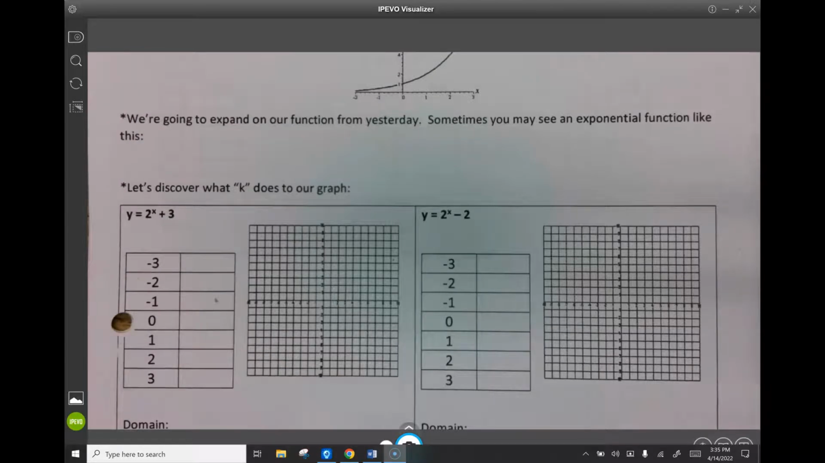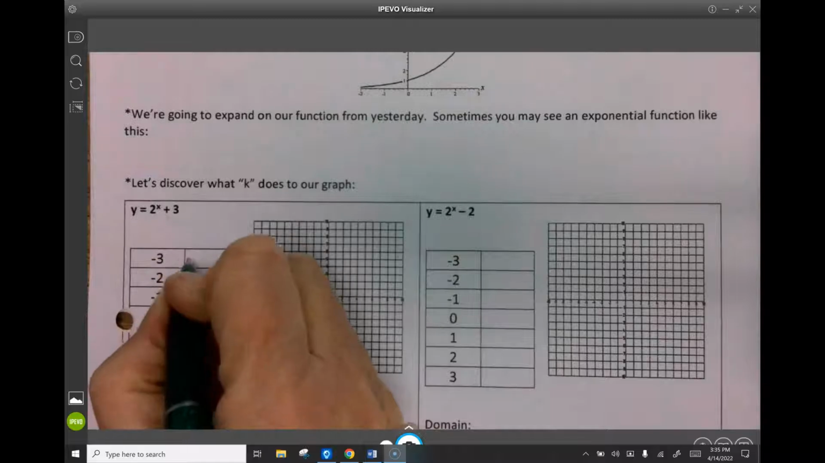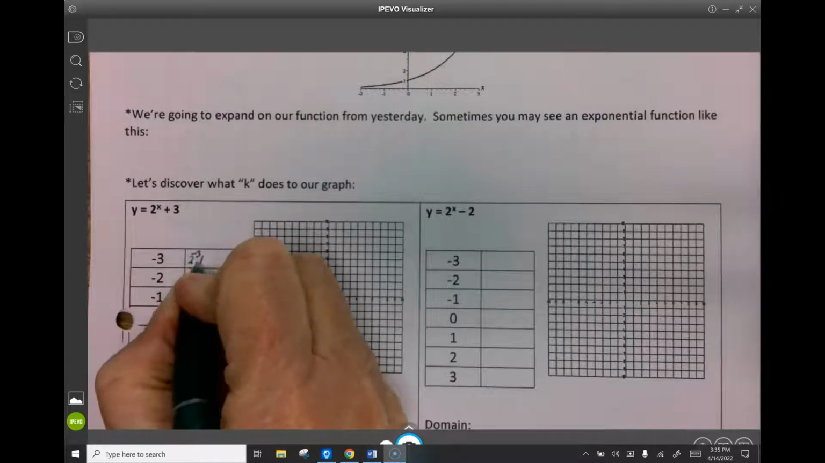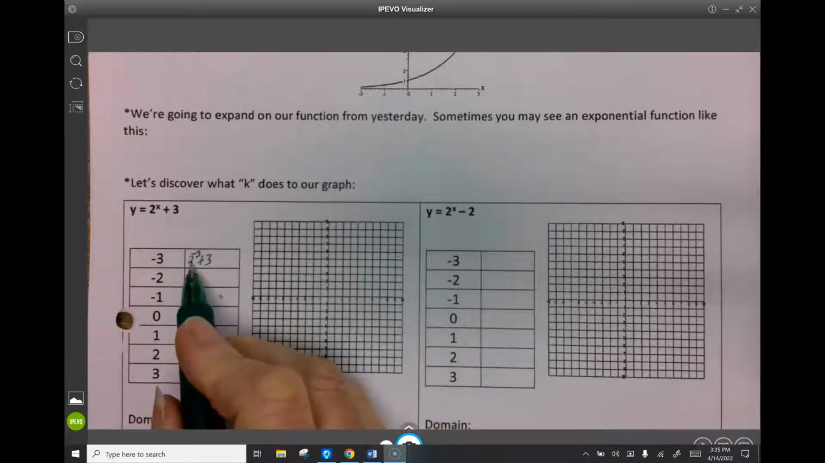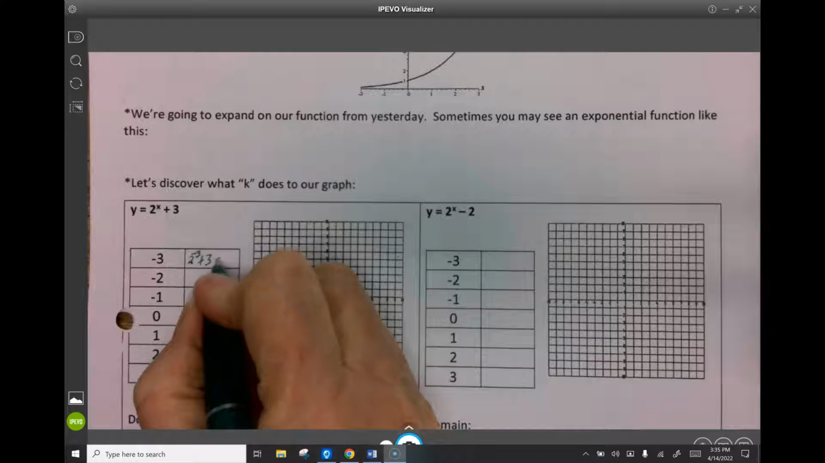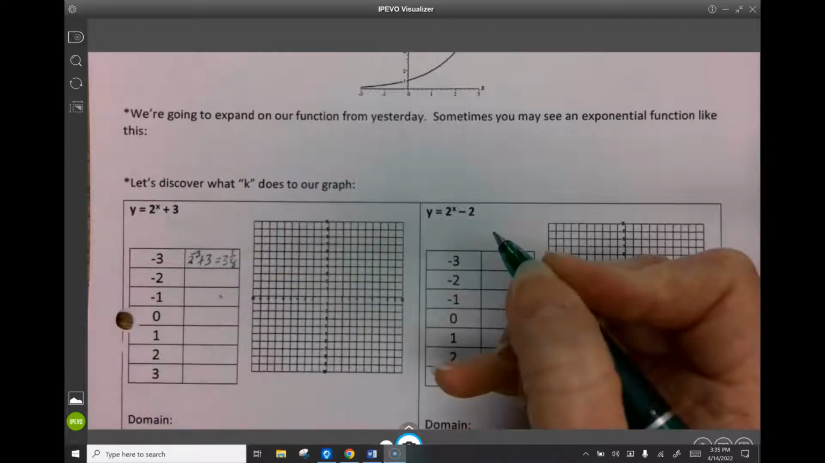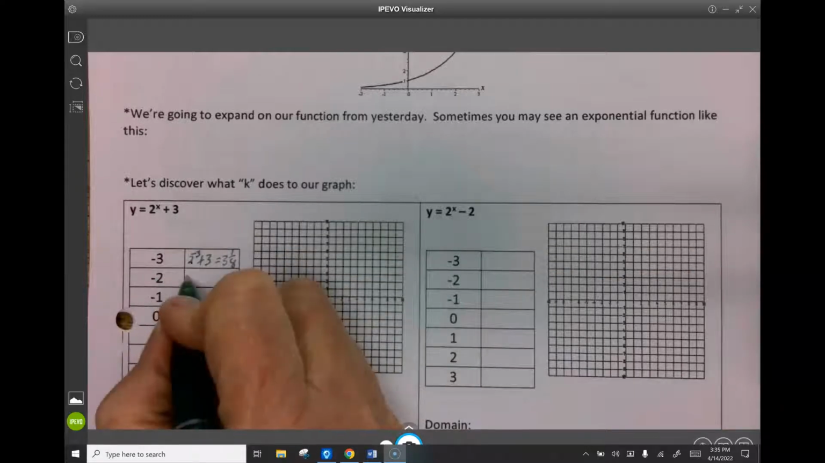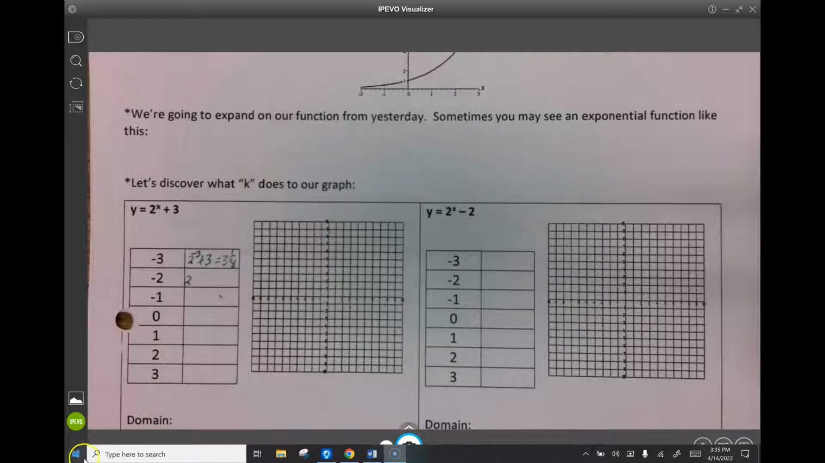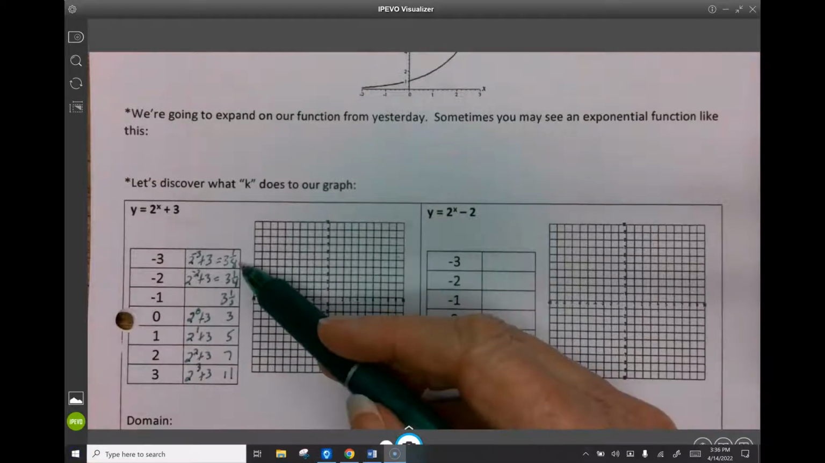But we're going to play along. We're going to find out our x values. We're going to plug those in. So this gives us 2 to the negative 3 plus 3. So that's 1/8. 2 to the third is 1/8. So this is going to be equal to 3 1/8. Okay? Do the same thing with all of them. Go. So hopefully your table looks just like this.